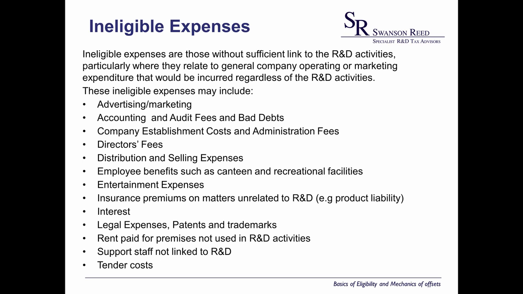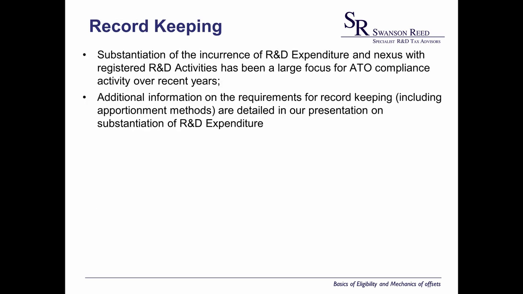Some examples of ineligible expenses may include advertising and marketing costs, accounting costs, director fees, selling expenses. It is important to note that substantiation of the incurrence of R&D expenditure and the nexus with registered R&D activities has been a large focus for ATO compliance activity over recent years.